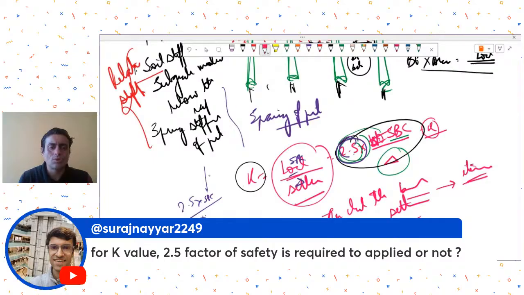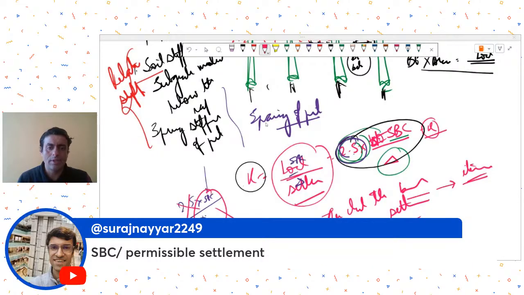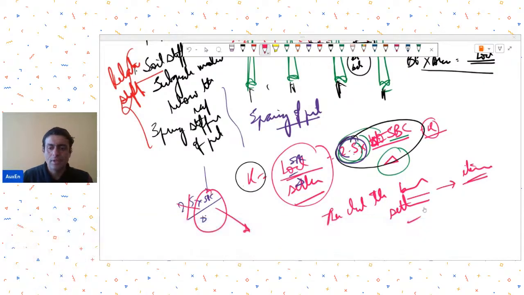So this 2.5 is not required. You just start with SBC upon delta, and then whatever bearing pressure and settlement you get, accordingly reiterate, change the K value, take the new K, apply it again, and run your analysis again. Okay? All right. So this was the first query and some related queries on this issue. Then we move on to the next question.